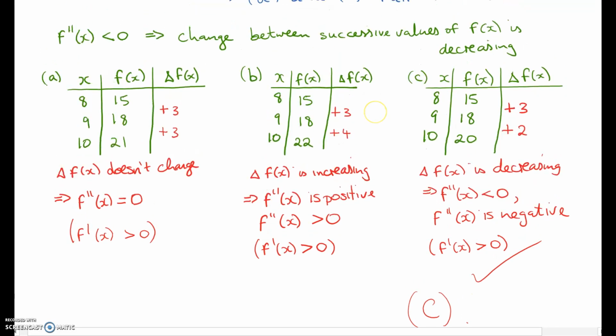Okay, well, hopefully that makes sense. So what we have to look for is the change in f of x. We want f of x first of all to be increasing. That was the original requirement. The second requirement was that f double prime of x was less than 0. And we recognize that by looking at the change in f of x and looking for that change to decrease.